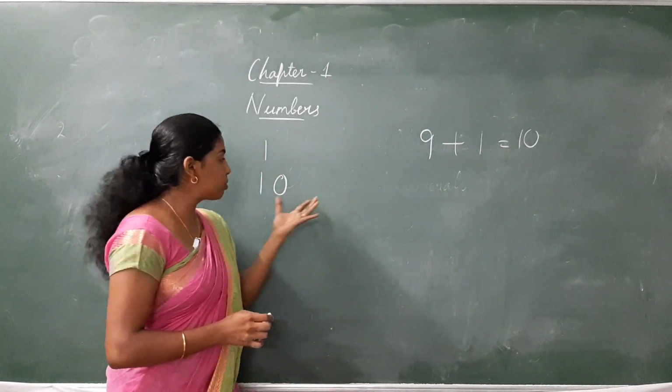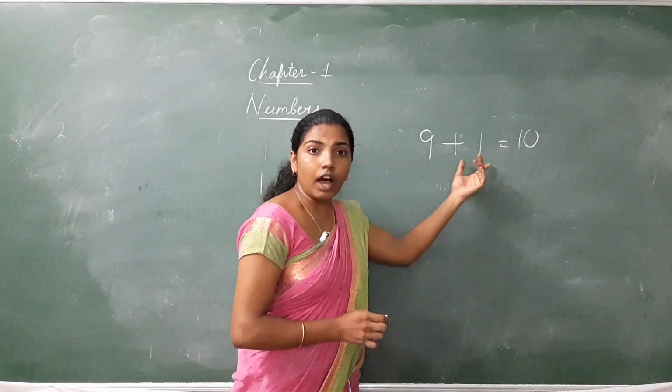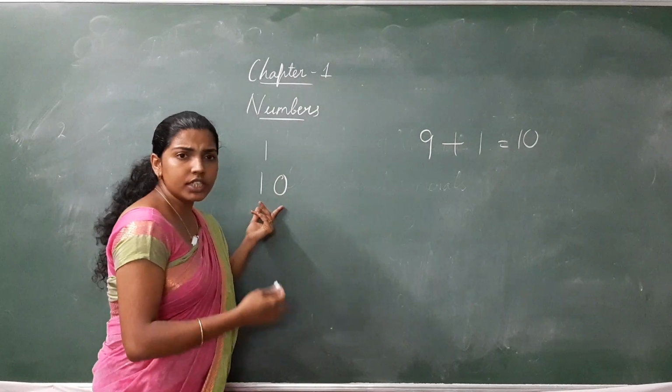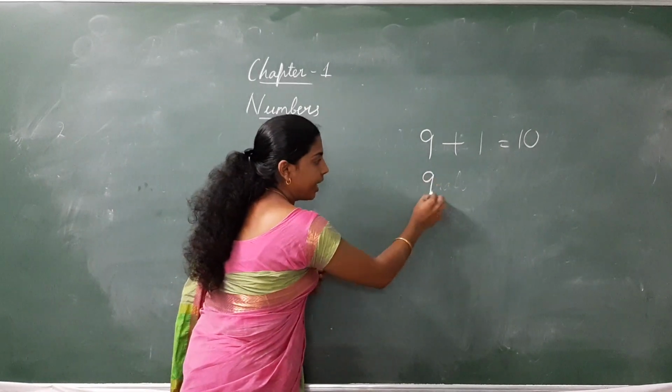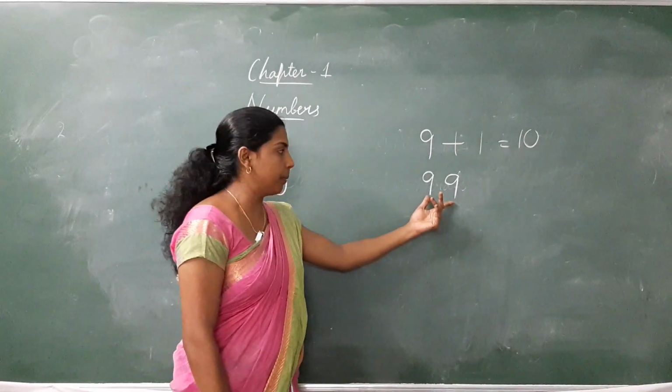In order to get the smallest two-digit number, we add 1 to the largest one-digit number. That is 10. Now, which is the largest two-digit number? 99. We know that 99 is the largest two-digit number.